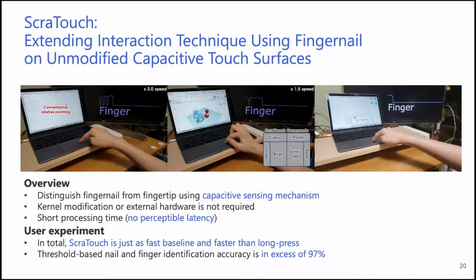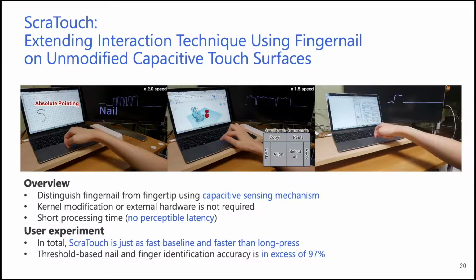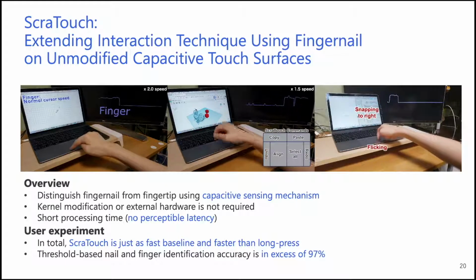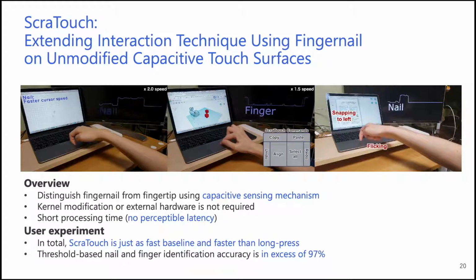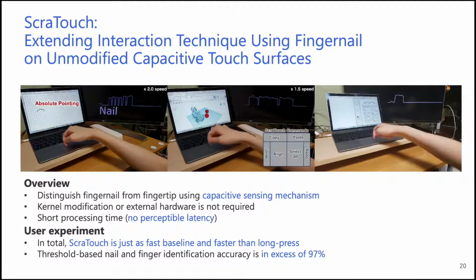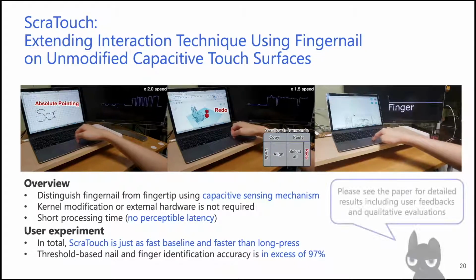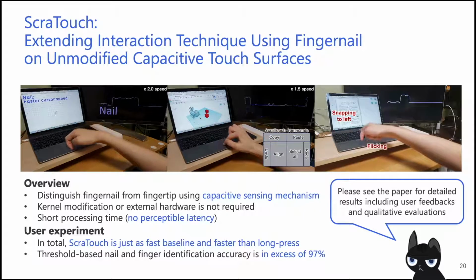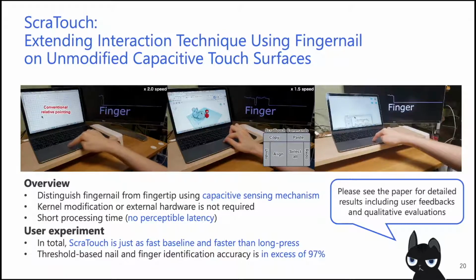In sum, ScraTouch was just as fast as the baseline, and on average, 29% faster than a long press. We also confirmed that setting a simple threshold on the measured shunt current for recognition works robustly across users. Please see the paper for detailed results, including user feedback and qualitative evaluations. Thank you.